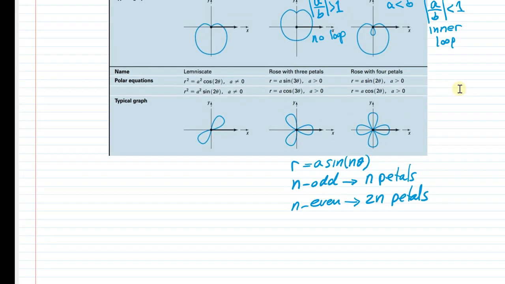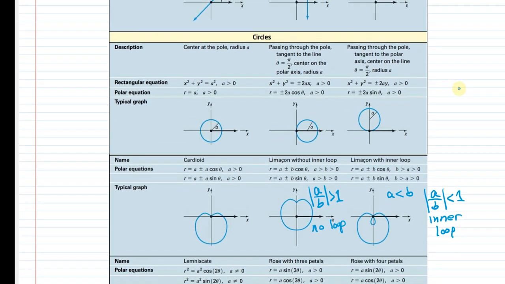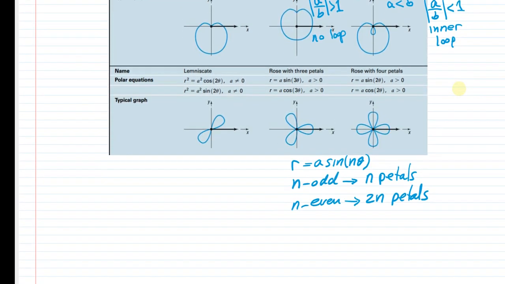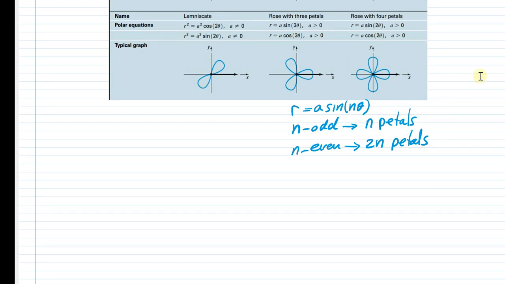And again, I just want to remind you, for roses, if you just have r sine theta or just r cosine theta, not the multiple angles, those are going to be circles. You see that right in here, cosine theta, sine theta. So the only time you get a rose is when you have double angle and higher, when n is 2 or more. Okay, now let's take a look at some examples.